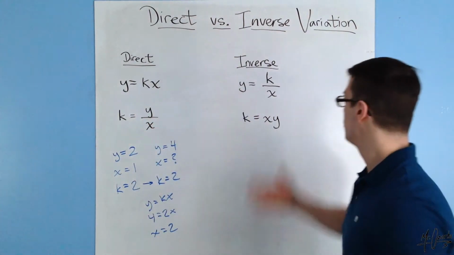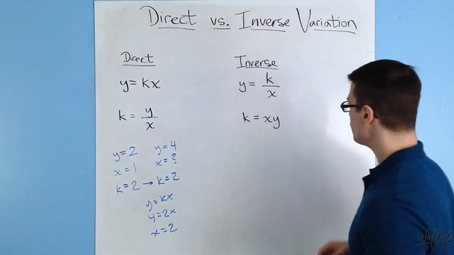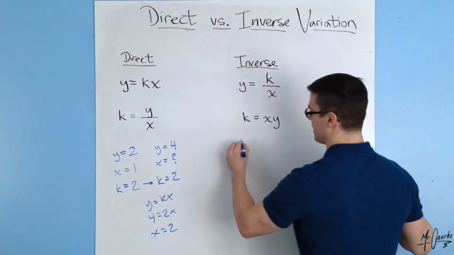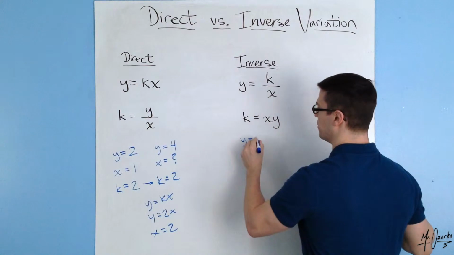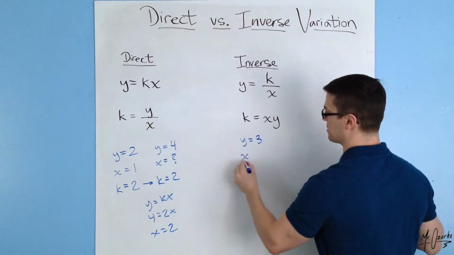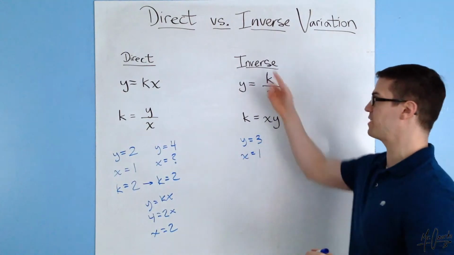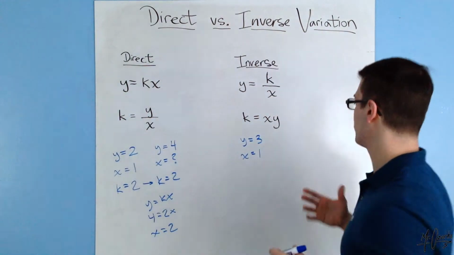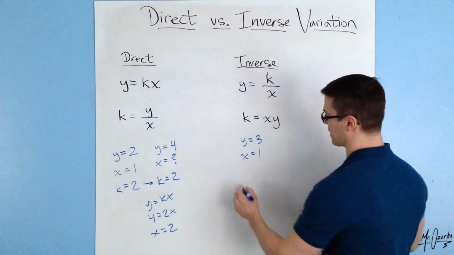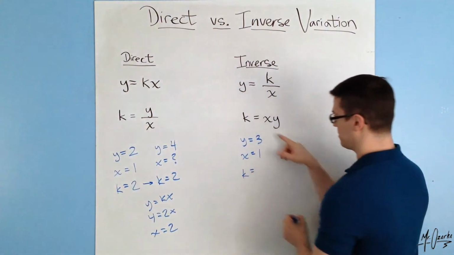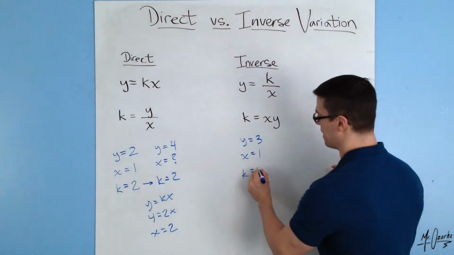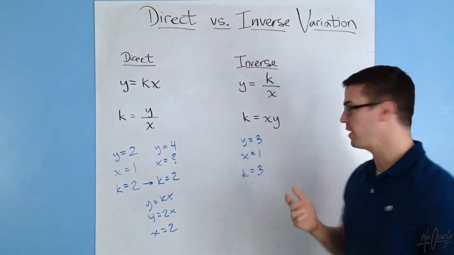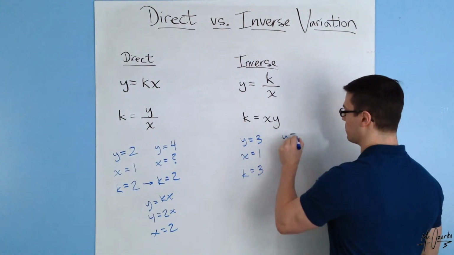Let's look at an example for inverse variation. Let's say that y is equal to 3 and x is equal to 1. I'm telling you for the problem that these two numbers are in inverse variation with each other. You should be able to solve for k pretty easily because it's just x times y, so you end up having 3.